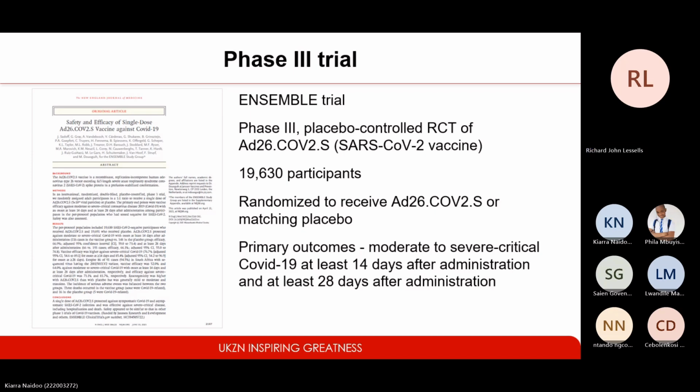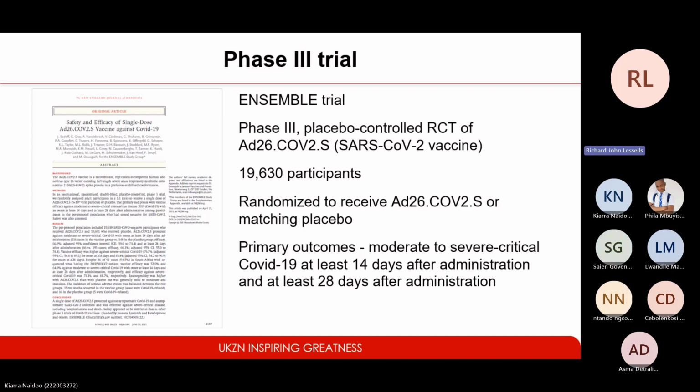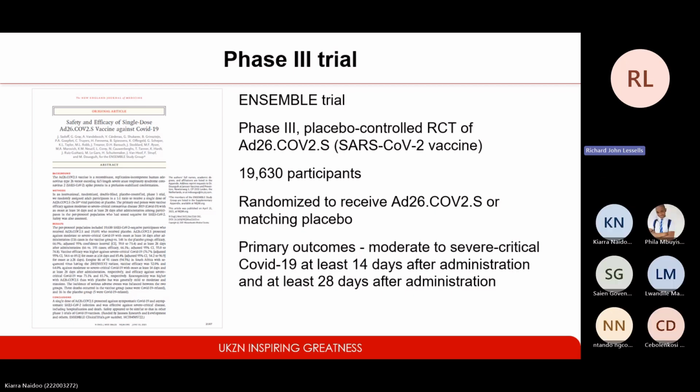How many of these participants would have got moderate to severe COVID? Roughly how many do you think? 1,000? A bit less. So if you can't see very well, here: 116 in the vaccine group versus 348 in the placebo group. So about 500 overall developed the outcome, developed moderate to severe COVID.